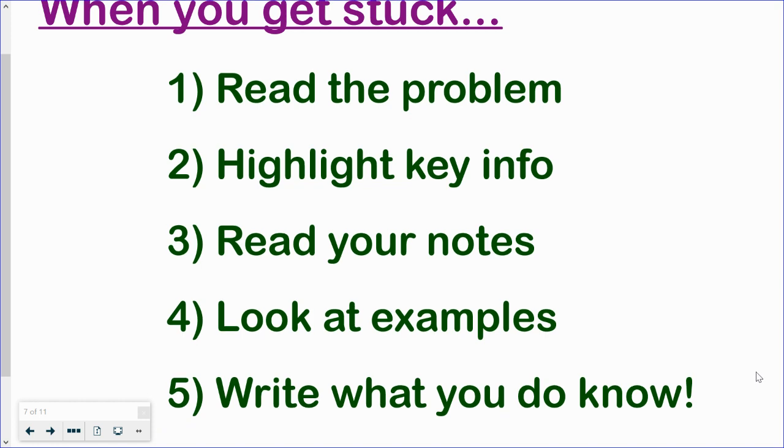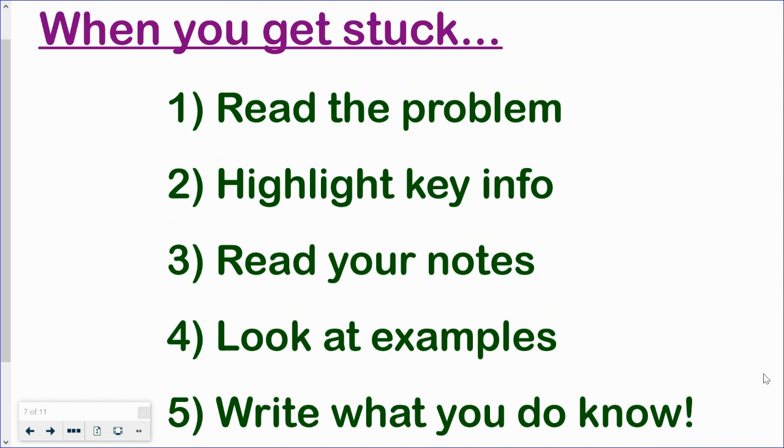And then your last step is to write what you do know. If you don't know how to do something, like you don't know what the prime factorization of a number is, but you do know what the word prime means, or you know what a factorization means, write what you do know, because the more information you can get out there of what you do know, the easier it is to piece together the things that you don't know. So those are my 5 tips for when you get stuck generally.